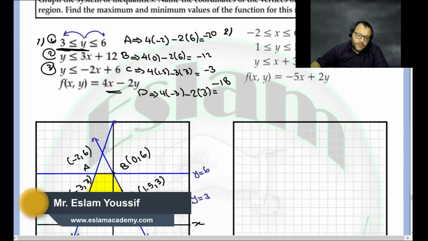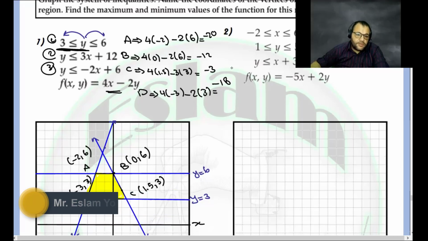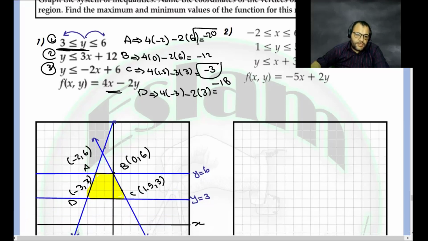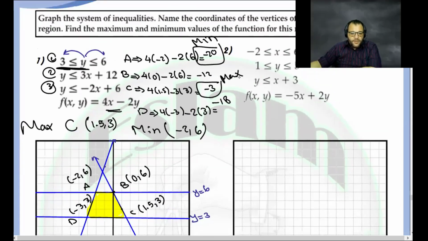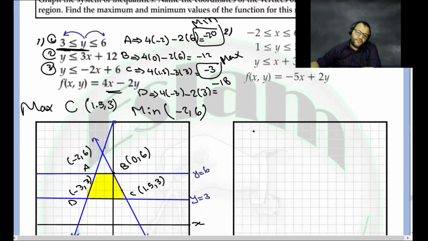Maximum is -3 and minimum is -20. So we have a maximum at C, which is 1.5 and 3, and we have a minimum at A, which is -2 and 6. Do you understand how we solve this one? Yes, sir. Is that clear now? Yes. Okay, so we need to graph number 2. For letter C, isn't it -2 times 3? For letter C, 2 times 2 is 4, so it will be 0. Still also the maximum point.